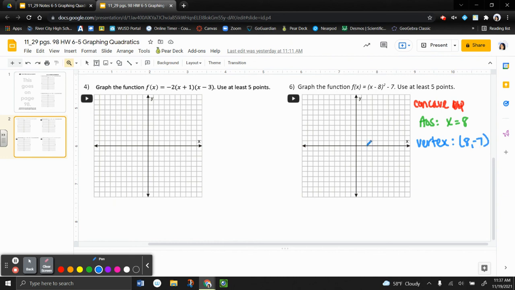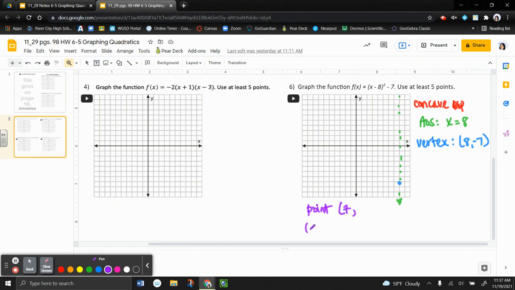So 1, 2, 3, 4, 5, 6, 7, 8. 1, 2, 3, 4, 5, 6, 7. Okay, so there's our vertex and axis of symmetry, which is going to be our line of reflection. So in this case, we're going to have to plug in 2 points. Starting with the first point, we're going to pick something close to our axis of symmetry. So if this is x equals 8, let's plug in 7.